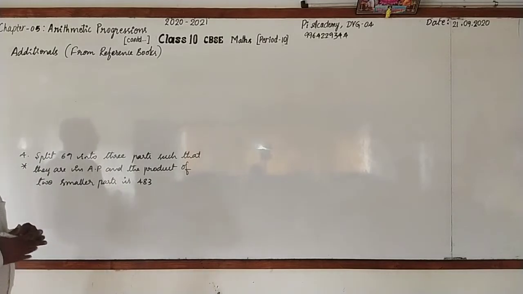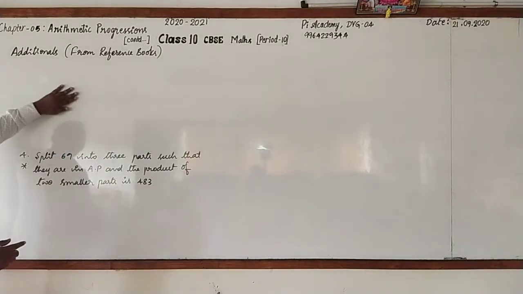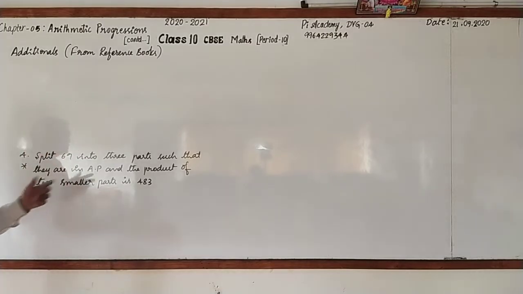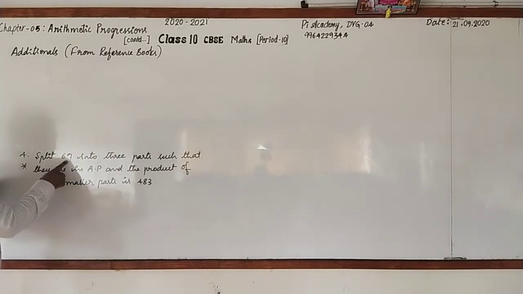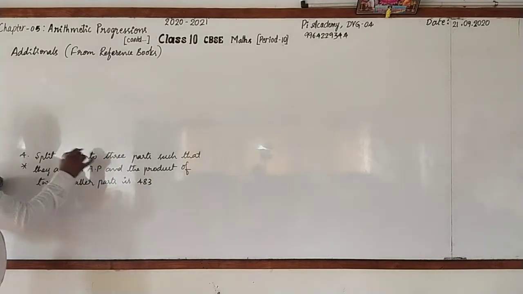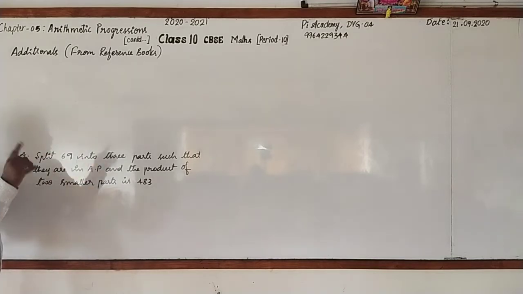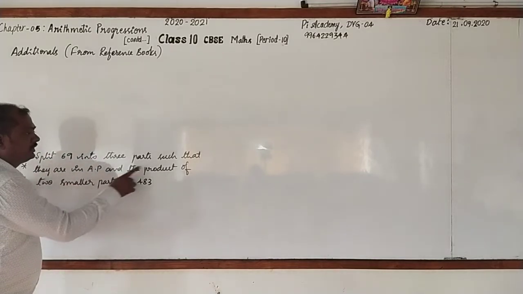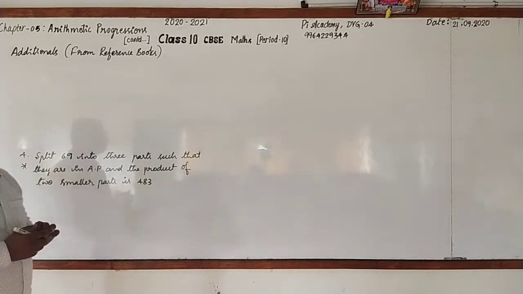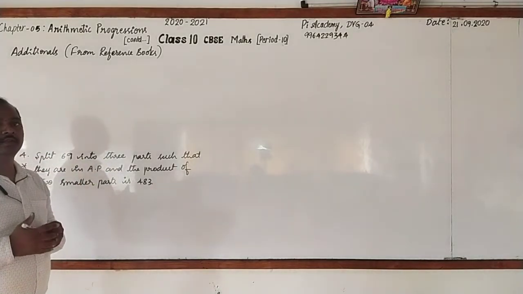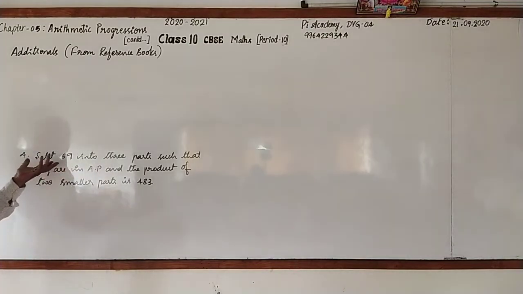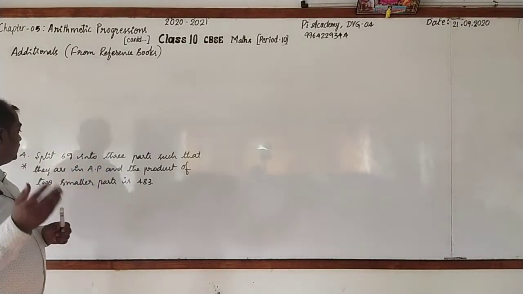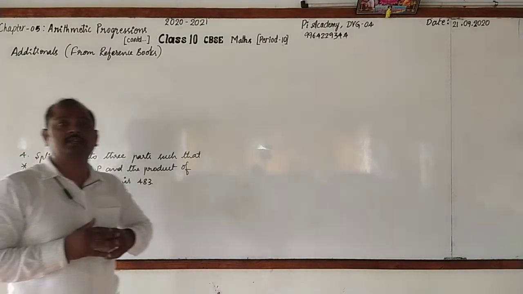Please don't go for writing this. Here purposefully I have given the space because we are going to write important information related to this. Observe it. Here it has been given like this. Split 69 into 3 parts such that they are in AP and the product of the two smaller parts is 483. Dear students, here we are going to split 69 into 3 parts and these parts are in AP. Then how do you go for selecting these parts?